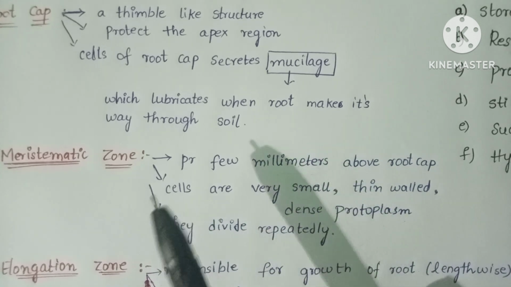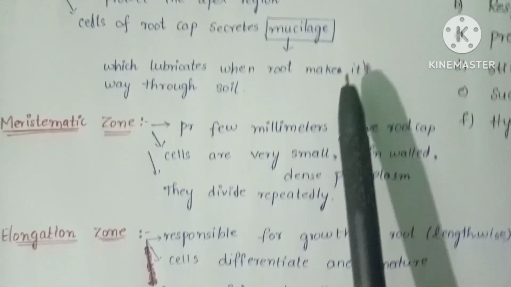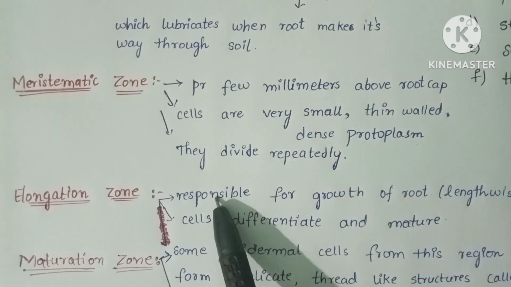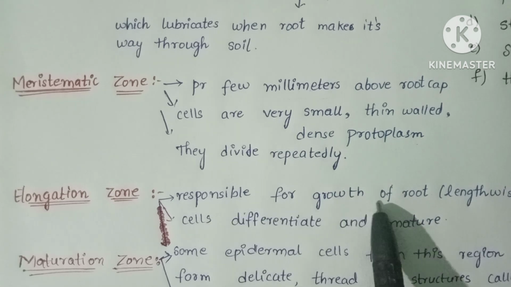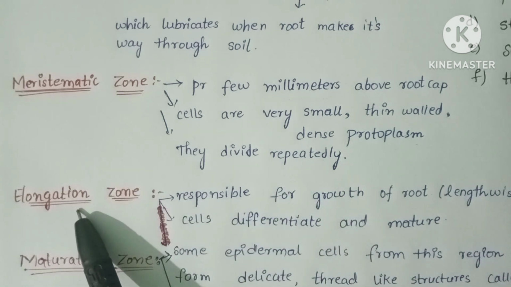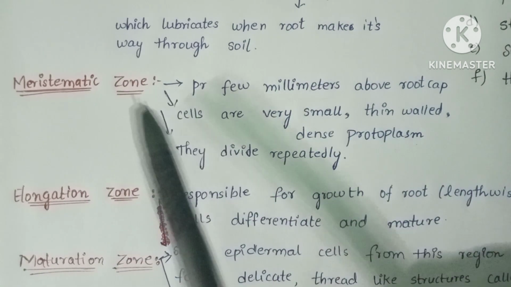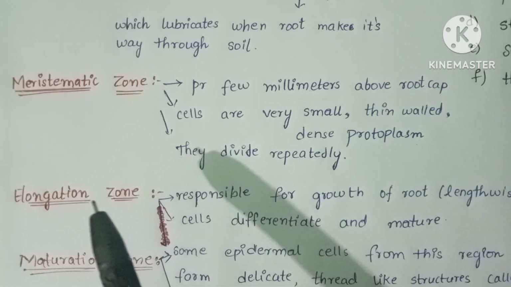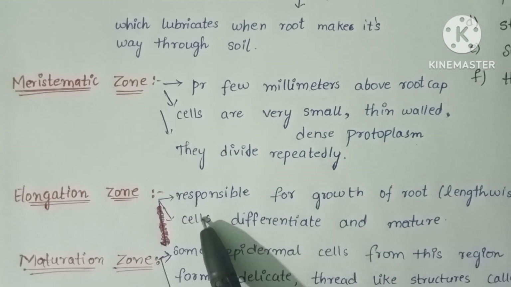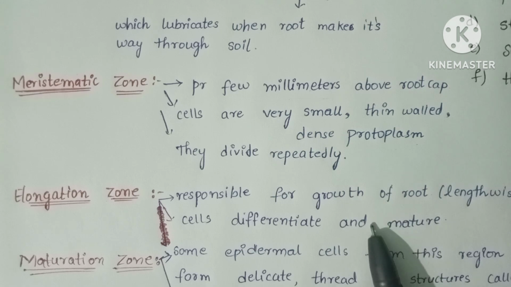That is the meristematic zone. Next, the elongation zone, which is present above the meristematic zone and is responsible for growth of the root lengthwise. Rapid elongation in length we can see only in the elongation zone, and in the meristematic and maturation zones we cannot see the elongation. Here the cells differentiate and mature.